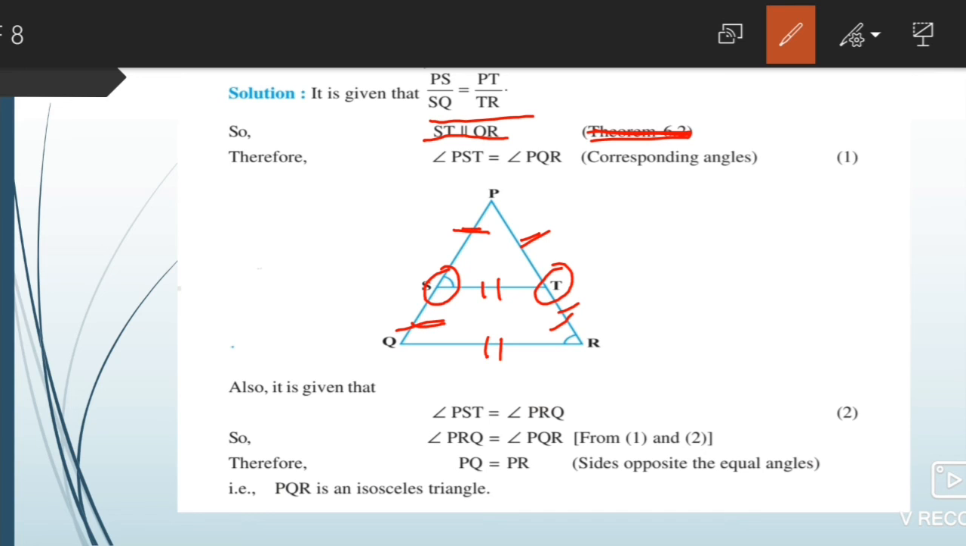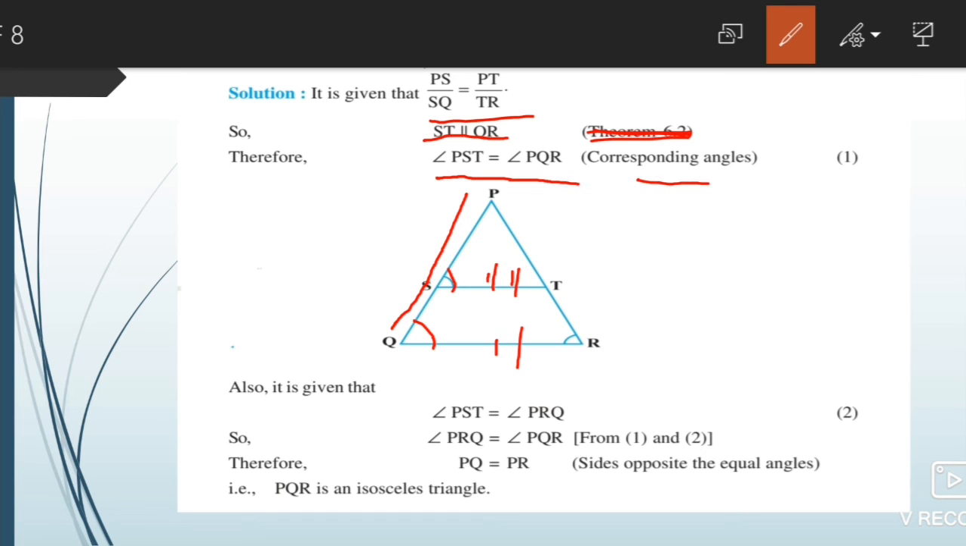Now ST is parallel to QR, and you can say that PQ is a transversal. Okay, ST is parallel to QR, and this PQ you can consider as the transversal. So you can say that this angle is equal to this angle. Why? Because they are corresponding angles. So angle PST is equal to angle PQR by corresponding angles.